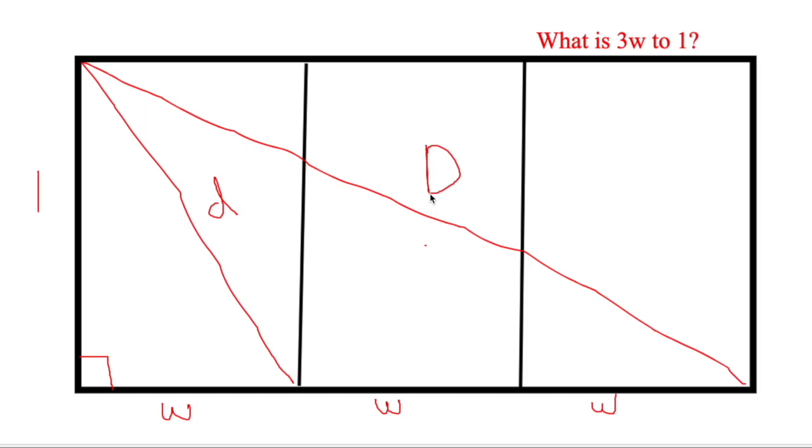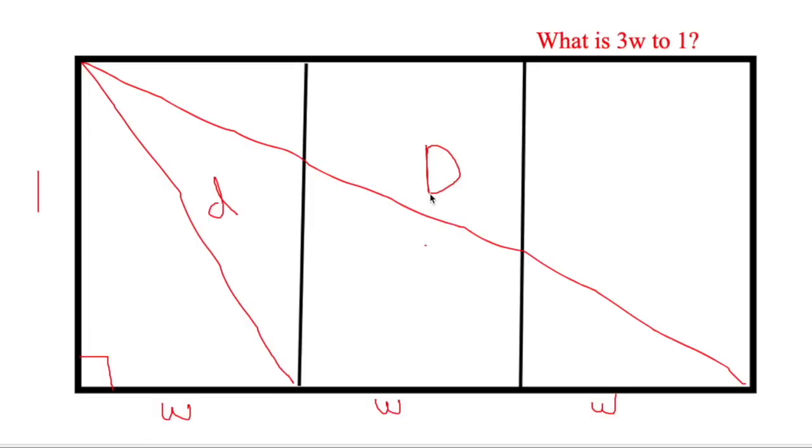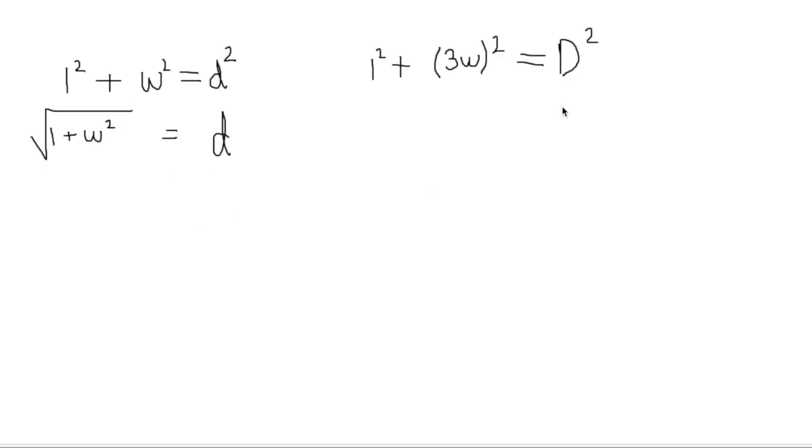So 1 squared plus W squared is small d squared. We find the shorter diagonal, the panel diagonal, is equal to the root of 1 plus W squared. And then 1 squared plus, in brackets, 3W squared, that's equal to capital D squared. And then the diagonal of the painting is the root of 1 plus 9W squared. Just be careful that you square the 3 along with the W.